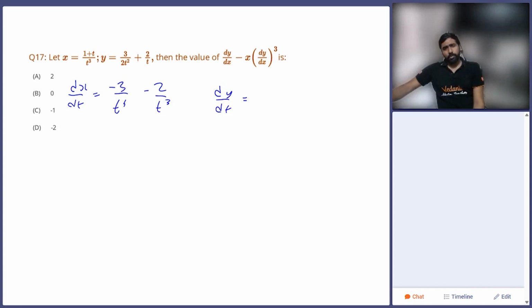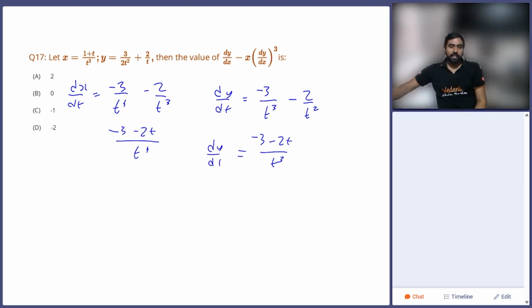And dy by dt, what will that be? That will be minus 2, which gets cancelled with the denominator 2, upon t cube, and minus 2 upon t square. So what do we have over here? This is minus 3 minus 2t upon t power 4, and I have minus 3 minus 2t upon t cube. This is your dy by dt, and this is your dx upon dt. So what will be dy upon dx? If you divide these two, I can see that all of the terms are going to get cancelled out. You'll just get t power 4 divided by t cube, which is equal to t.